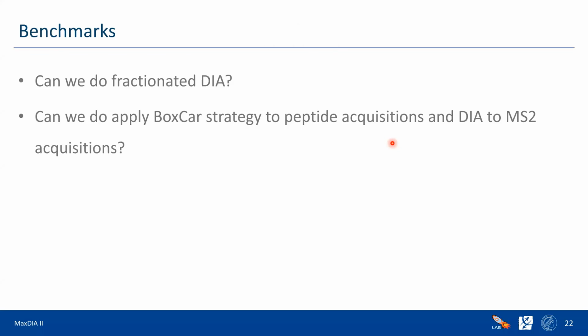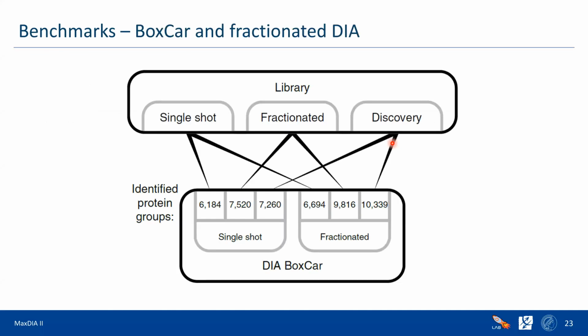So the idea now: can we merge the BoxCar strategy on the first MS with DIA on the second MS? And we believe it can help. And you know, let's do rock and roll. Let's not answer each question separately. Let's go all together and try samples with fractionation and BoxCar. That's exactly what we did. So we have 3 libraries: our single shot measured library, a very deep fractionated library, which are both DDA measured libraries, and the last but not least, the discovery library.